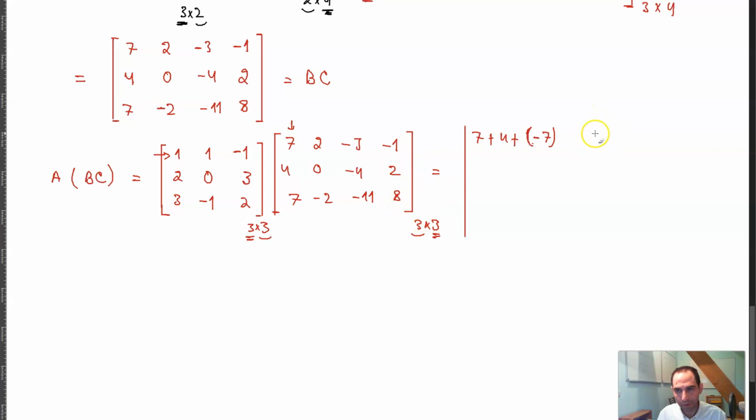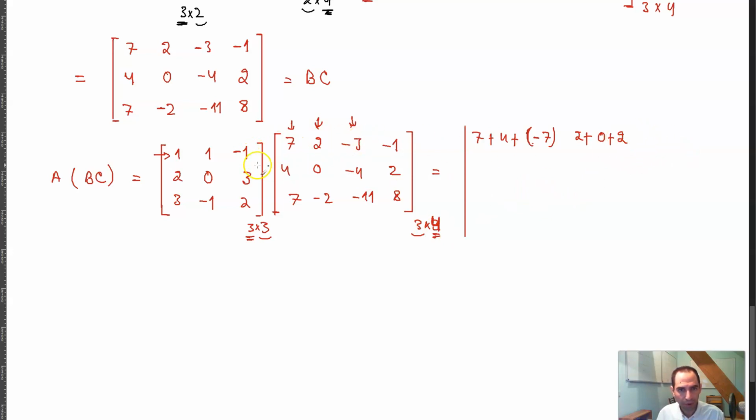Second column, first row, second column, I will take this row and this column, so that's 2. Then you have 1 times 0 is equal to 0, and negative 1 times negative 2 is positive 2. And then the same row times this column gives me... That's actually a 3 by 4 matrix, meaning that you will get a 3 by 4 matrix.